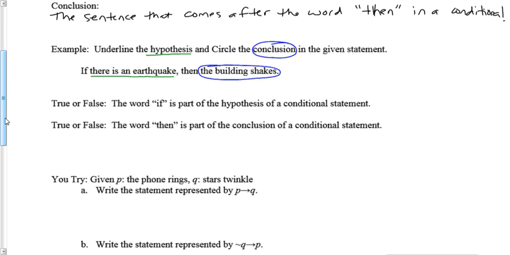True or false? The word if is part of the hypothesis of a conditional statement. That is actually false. If is not part of your hypothesis. The next one, the word then is part of the conclusion of the conditional statement. That is also false. Then is not part of the conclusion. So the words if and then are not part of your hypothesis, and they are not part of your conclusion.